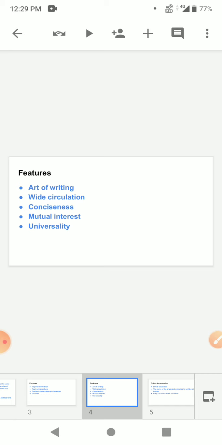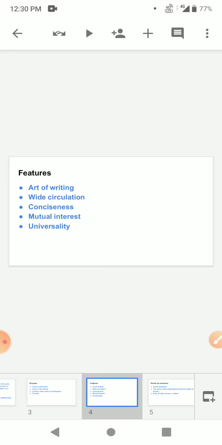Coming to the features, here are some features of circulars. So, art of writing. The art of writing a circular letter varies according to circumstance, varies according to situation. So sometimes the art of writing may be general, or sometimes it may be special overall. So it's written in a simple way to make things clear to all.